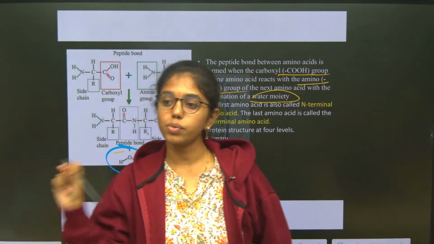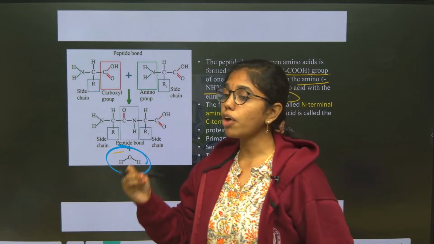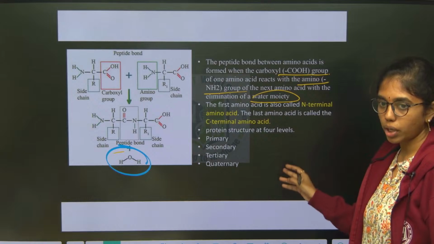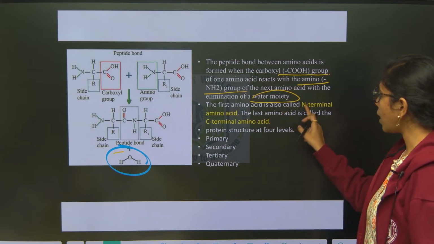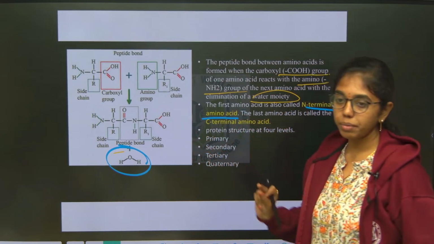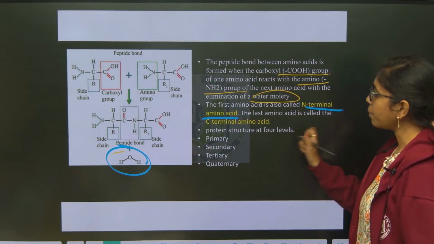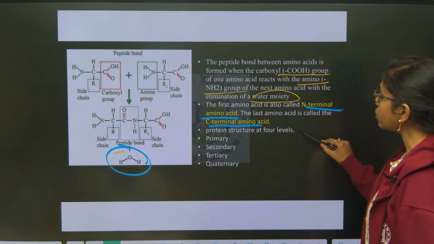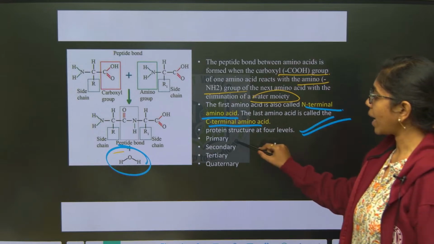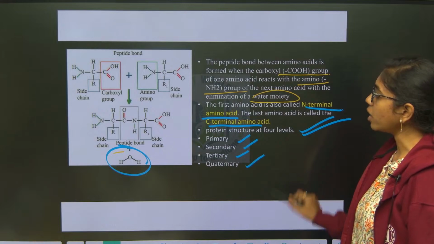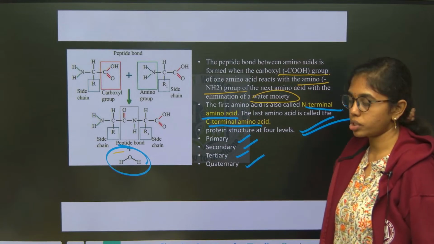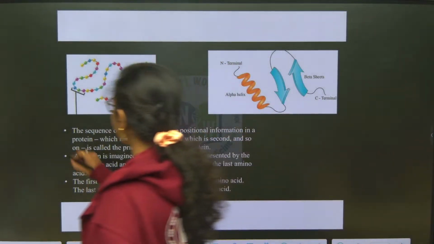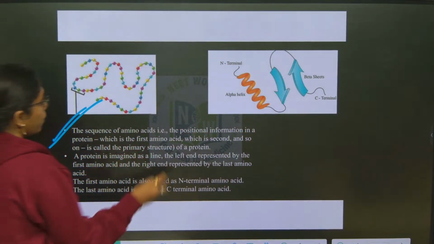That chain is called what? Protein chain. Based on the formation of the protein chain, we again have four different types of structures in proteins. The first amino acid is called the N-terminal amino acid, and the last amino acid is called the C-terminal amino acid. So protein structure is at four levels: primary, secondary, tertiary and quaternary. Four levels of protein structure are provided. Here you see the sequence of amino acids. First we will observe the primary structure.